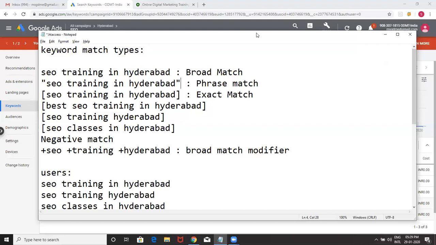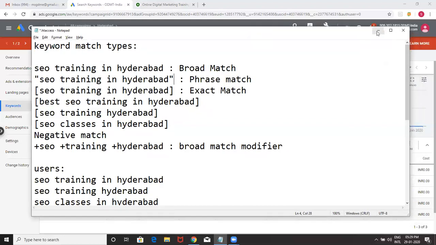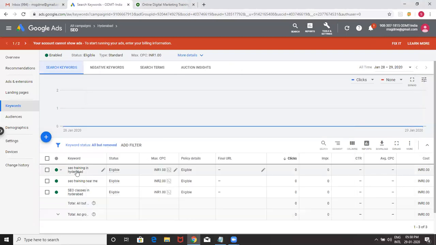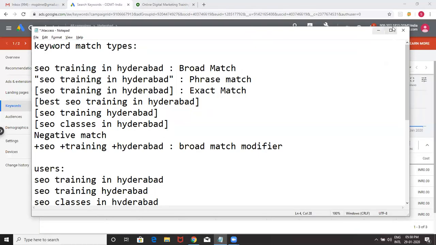And we cannot separate it by comma. Say, for example, I would want to add in phrase match SEO coaching, comma, training and classes in Hyderabad. Is that possible or no? Here you have to write one line, one sentence. Next line, one more thing. Don't use commas. That will not work.